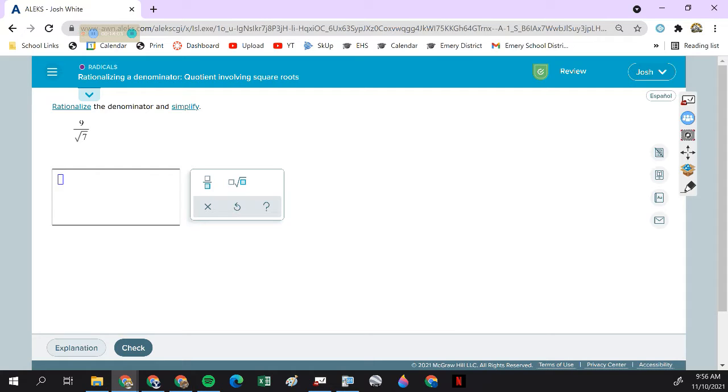Well, it's not 3.5. That would be 7 divided by 2. The square root of 7 is like 2.4, 2.6 or something. I don't know what it is.